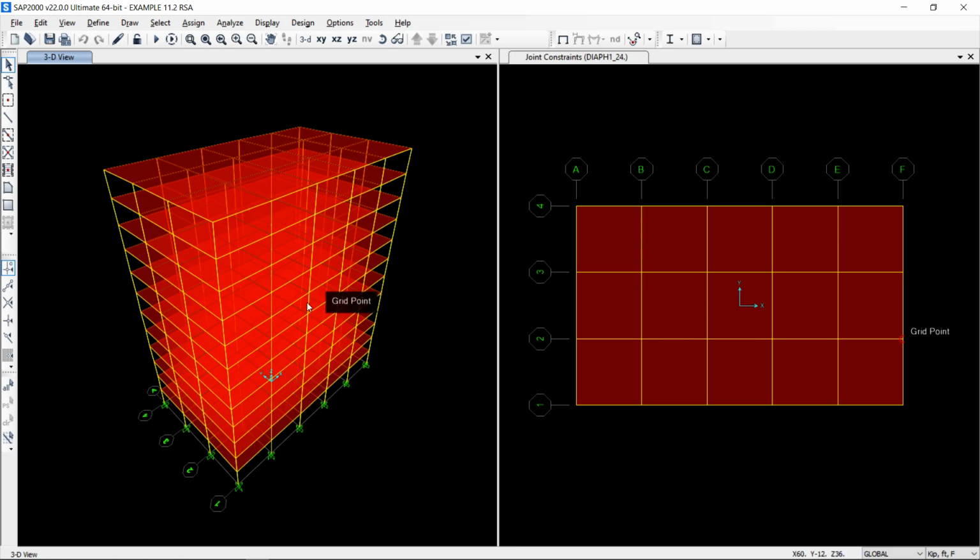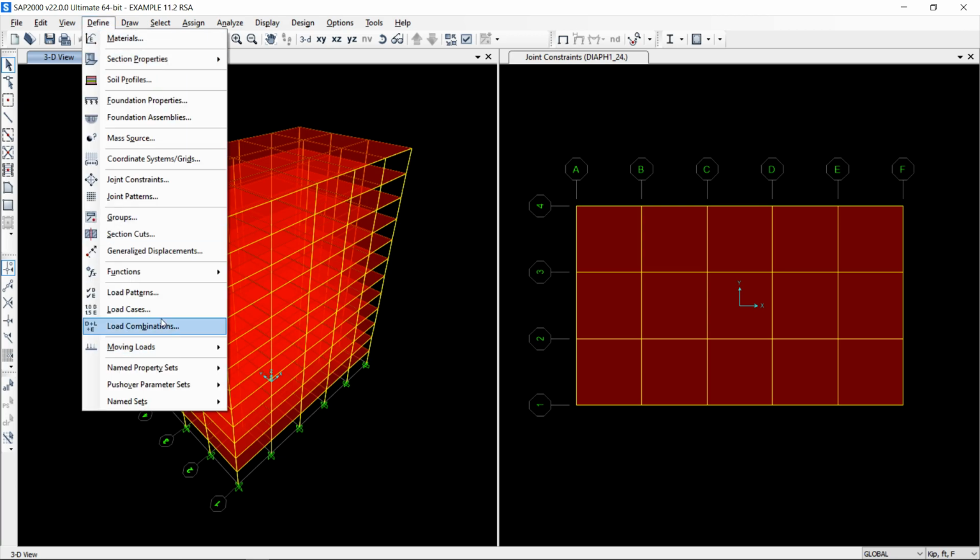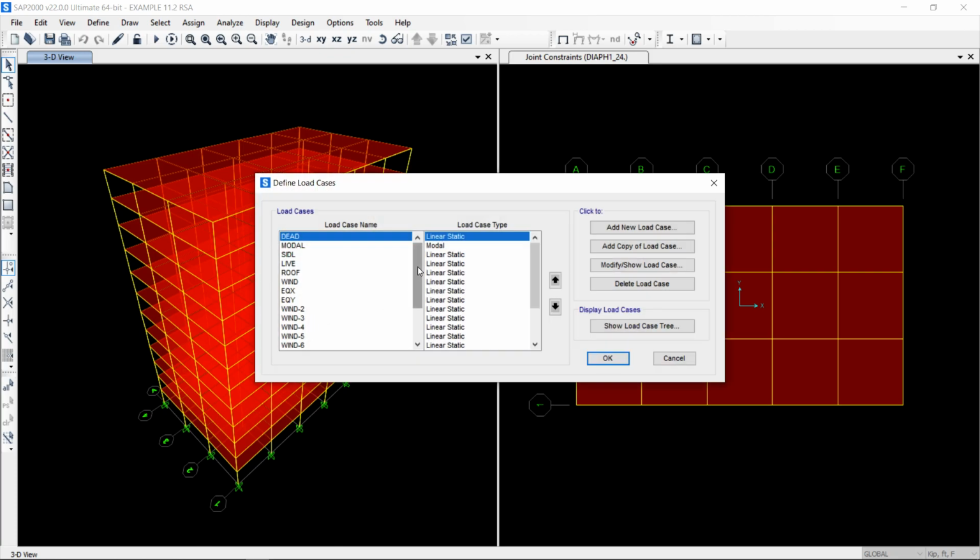You can see this model was used before for P delta analysis. Now what I did, I am using the same model, but I deleted all the load cases for P delta analysis. As you can see, all P delta load cases are deleted, but I kept the wind load as it is, I kept the earthquake load, and I kept the model as it is.